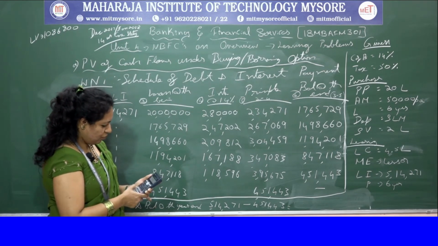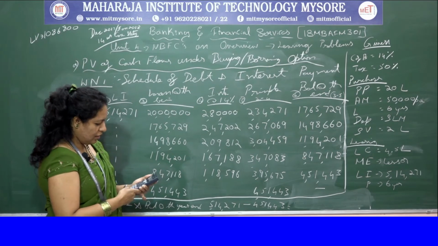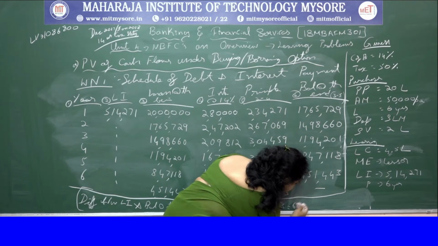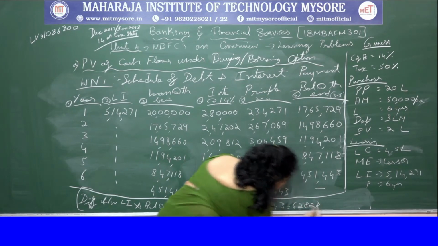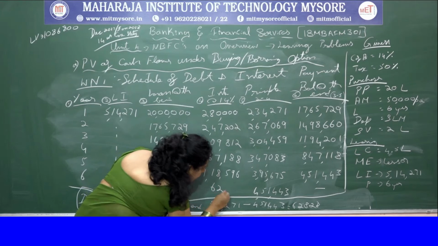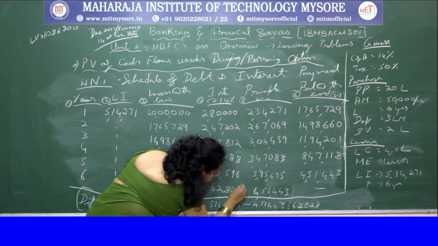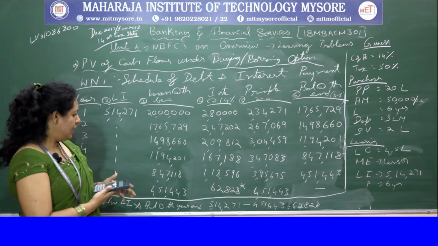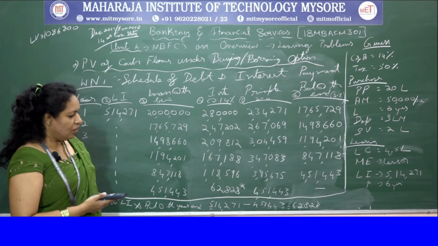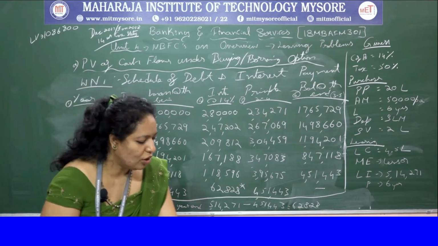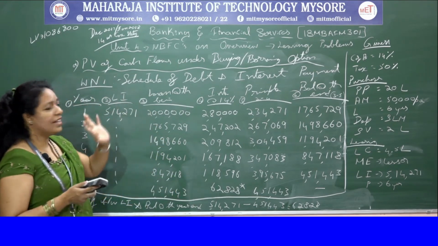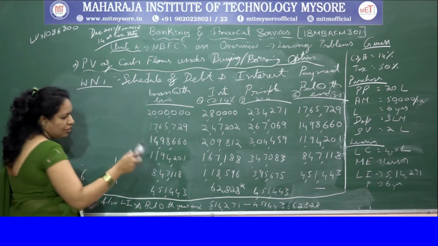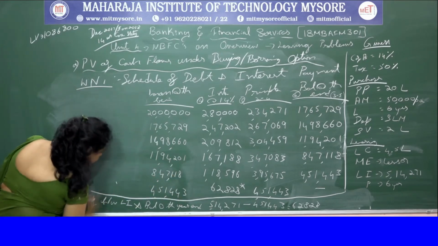5,14,271 minus 4,51,443. Balance is 62,828. That is the balancing figure here. I have put a star mark so you can understand. This is the schedule of interest and debt and interest payment. So you have understood this, no? Let's go to the depreciation next.